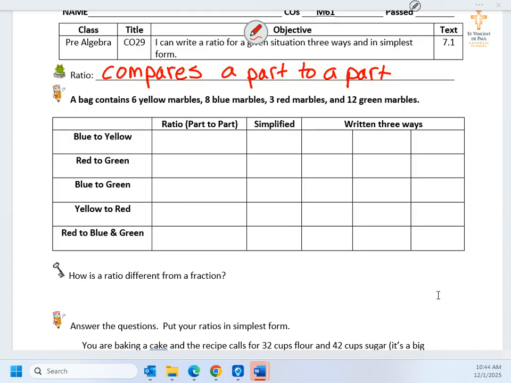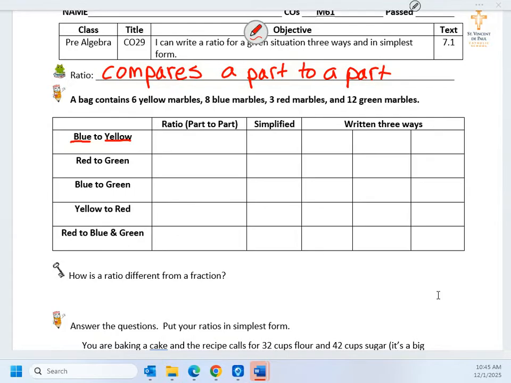Now this is super important when it comes to ratios. You always have to go in the order that it's listed. It says blue to yellow. So your first number is going to be the blue number. Your second number is going to be the yellow number. It has to be in that specific order. You can't flip them. Because if it says blue to yellow, the person looking at it's going to think that first number is blue. So that first number has to be the blue number.